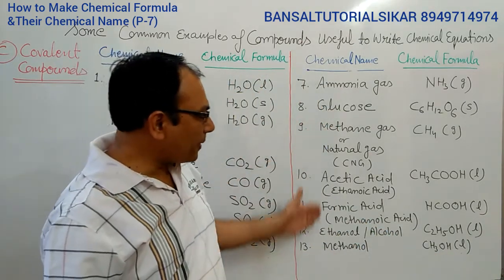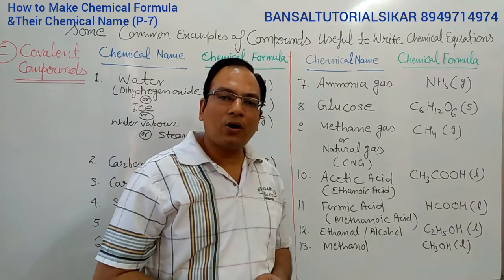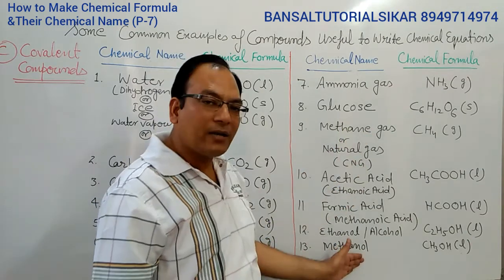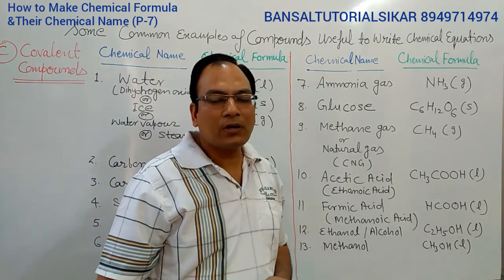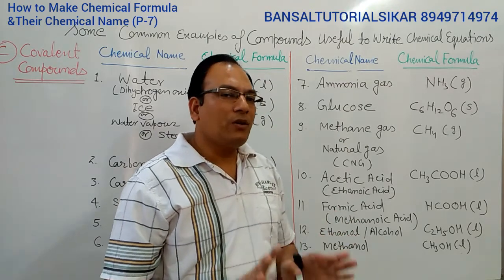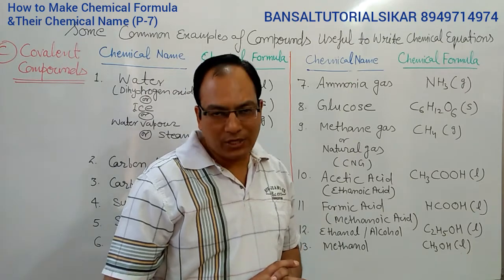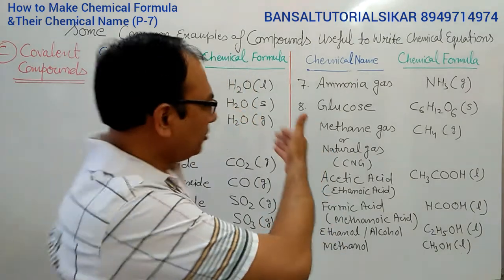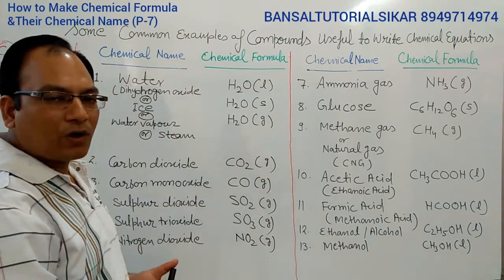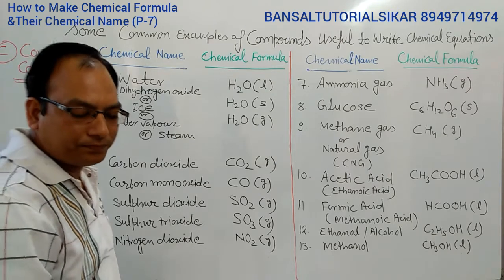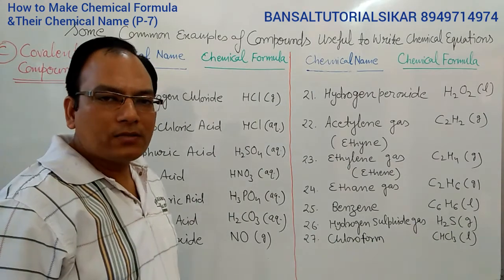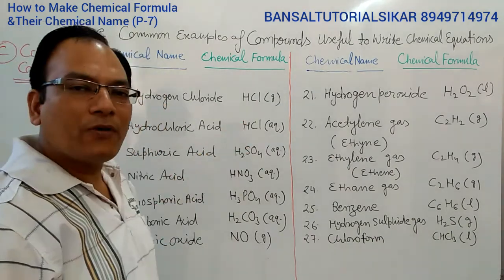Students, these compounds are also known as carbon compounds or organic compounds. We will discuss these types of compounds and their nomenclature especially in our chapter number 4, carbon and its compounds. At this time, we are taking only those compounds which we commonly use in our chemical reactions. You will write down the names of these compounds and their formulas, and let's take some more examples of covalent compounds.